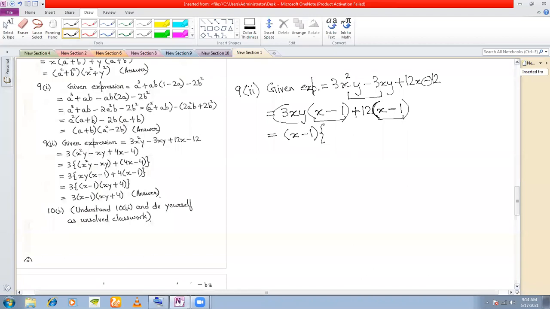From the first term, if you're taking out x minus 1, you're left with 3xy. And from the second term, you're taking out x minus 1, you're left with a plus 12. So therefore, you get x minus 1 into 3xy plus 12. So these are the two factors. Okay. So this was also an easy sum.